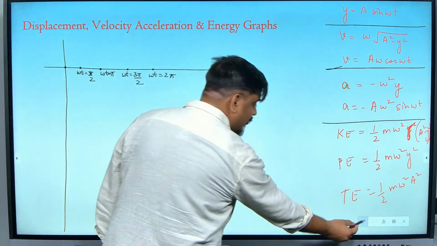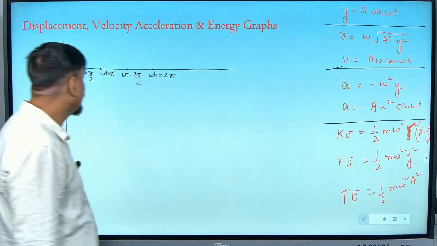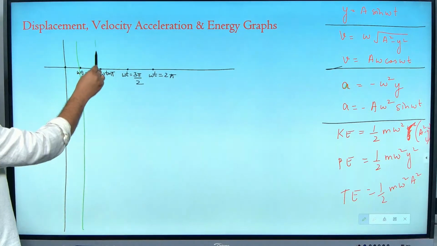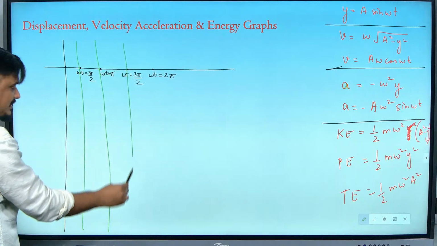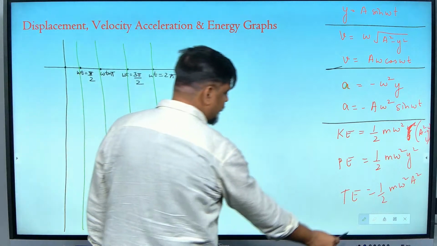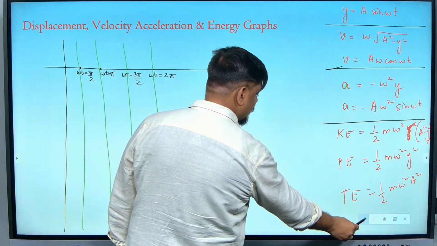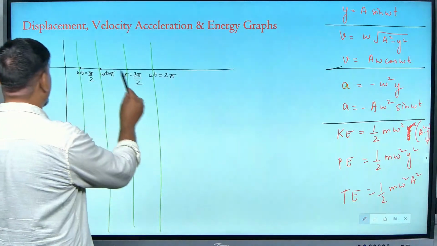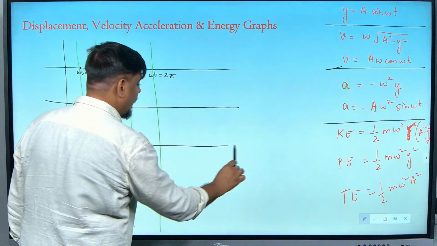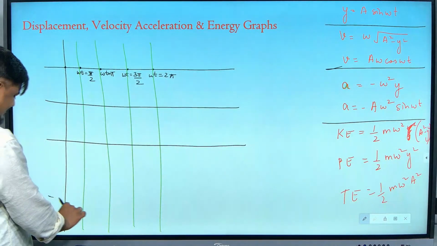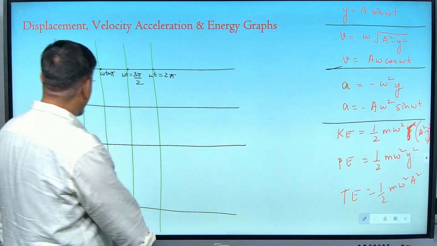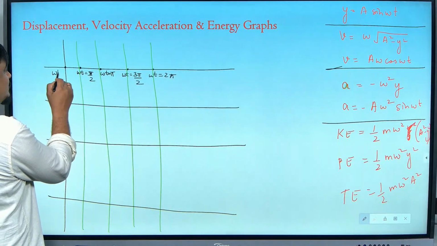Okay. Now what am I going to do? I am going to draw some lines, because I am going to draw many graphs. So, I will take some reference. It will be easy for us to draw. Now, first let us draw the graph of what? Displacement graph we will draw, then velocity graph, then acceleration graph. I will draw kinetic energy, potential energy, total energy in one graph. Space is not there. Okay. This point is omega t is 0.